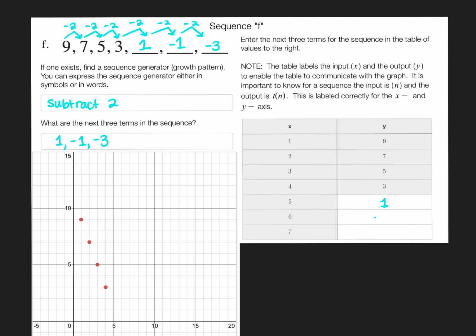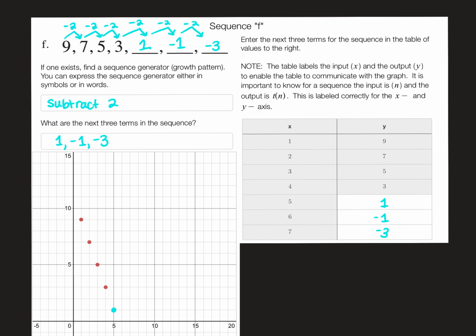You go ahead and write those in my table. And then we can go ahead and plot those. And it looks like we're counting by ones again on the y-axis. So 5, 1 would put me right here.